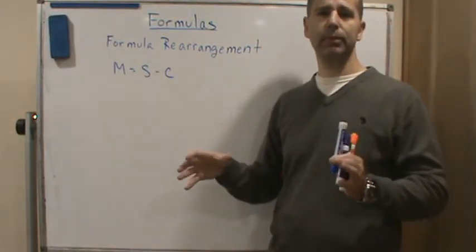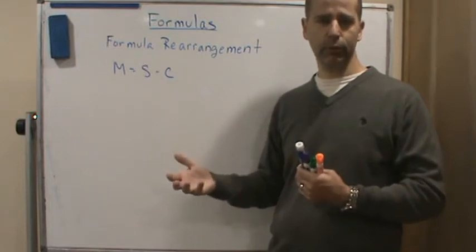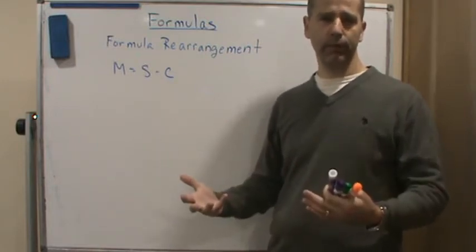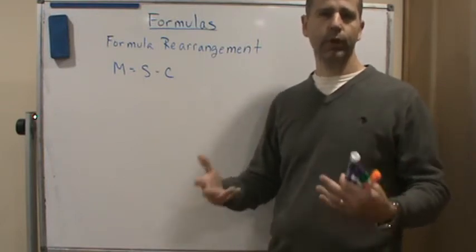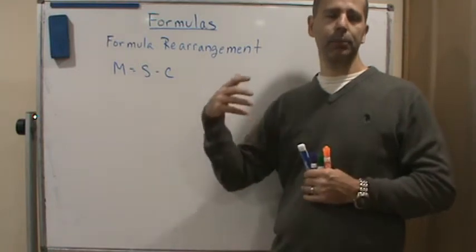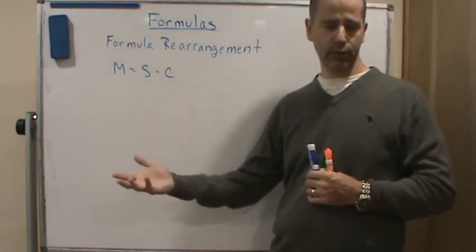So that's what we mean by formula rearrangement. We've got a formula, and we want to solve it for another variable that's part of the formula. So we're going to isolate that variable on one side of the equal sign and put everything else on the other side of the equal sign.